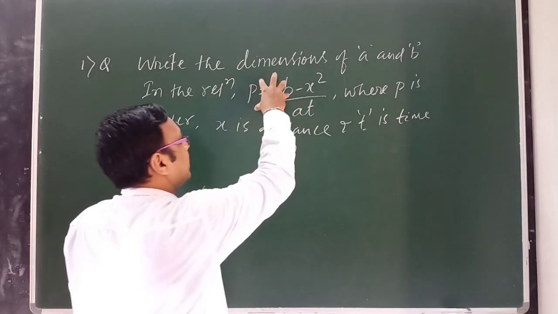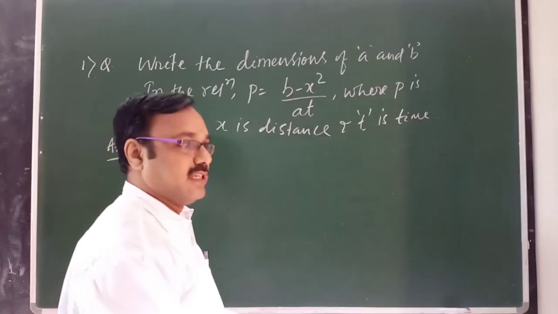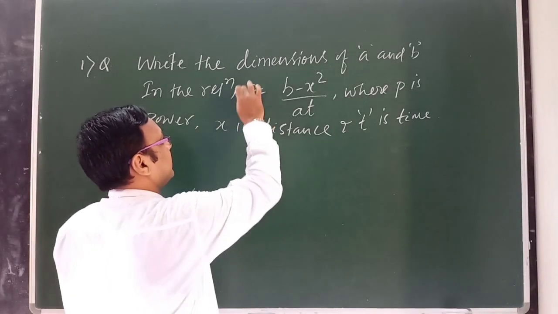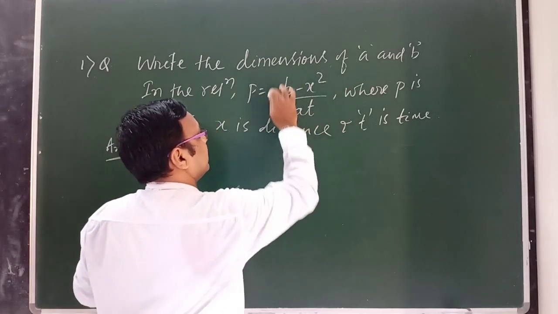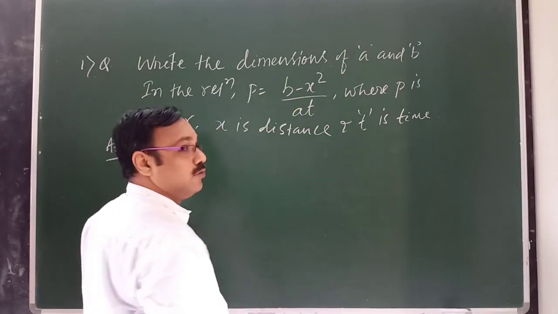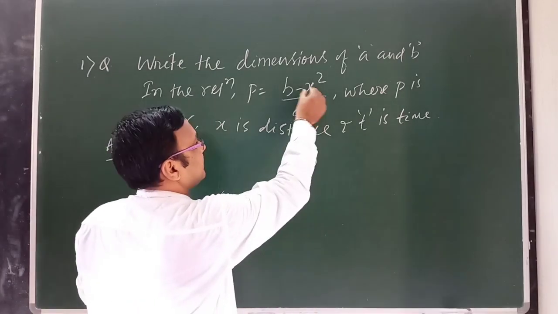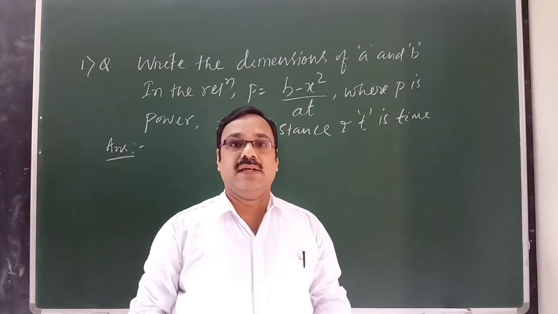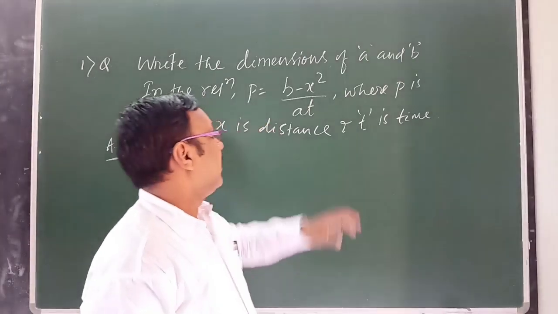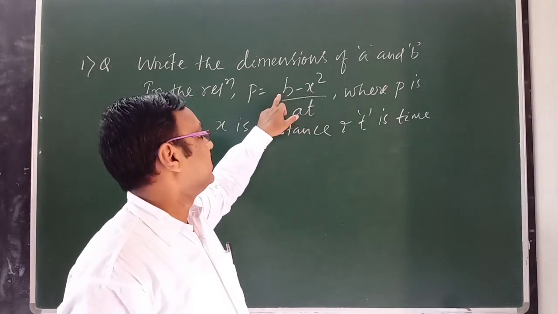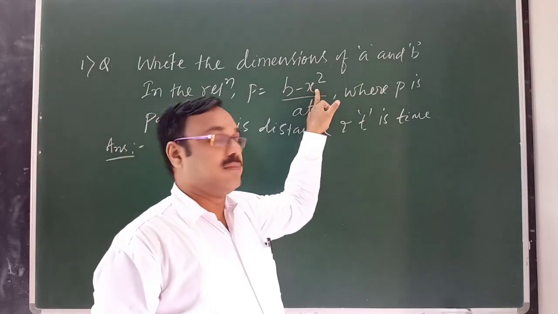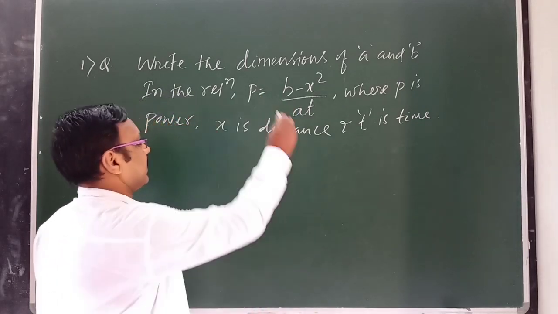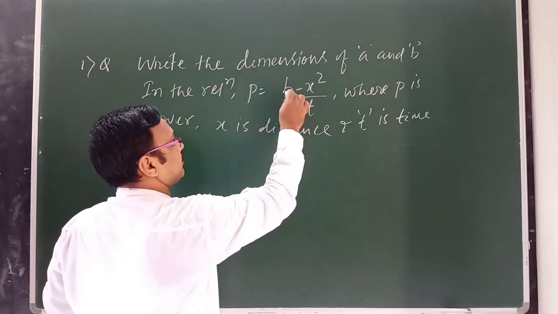These are the constants used in this relation. So now we will use here the principle of homogeneity. According to the principle of homogeneity, the dimensional formula of this equals the dimensional formula of this. And also you can say, we know if x is subtracted from B, that means same or like quantities can only be subtracted. If x is subtracted from B, that means it has the same dimensions as that of B. Clear? So first of all we will try to write the dimensions of B.